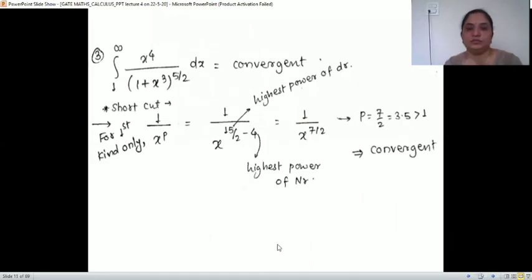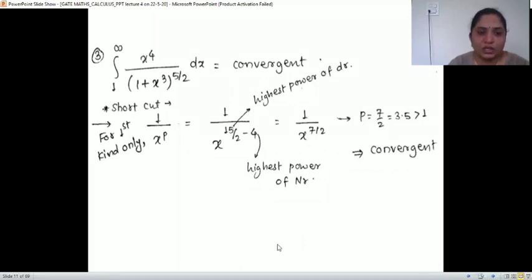Next. Integration 1 to infinity of x raised to 4 upon (1 plus x cubed) raised to 5 by 2 dx. Is it convergent or divergent? So we have a shortcut method for that. This method is only for the first kind of integration.